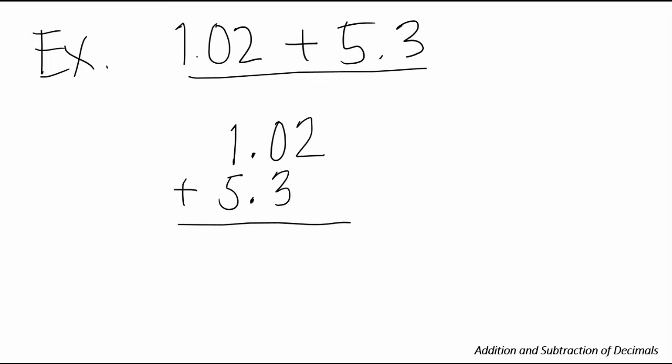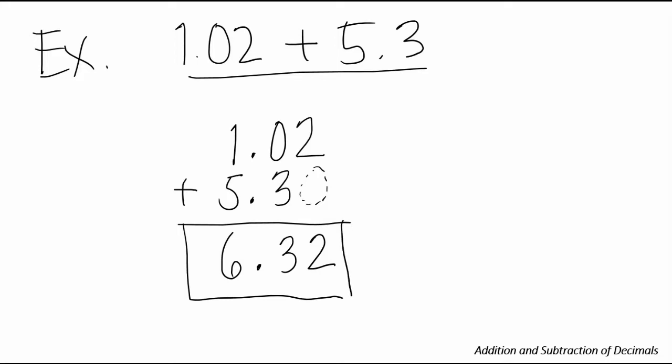We could imagine that there is an imaginary 0 here. So there's nothing to add, so we put 0 down here. And then we do 0 plus 3, we have 3. Then we carry down the decimal point. Then we add 1 plus 5, that is equal to 6.32.